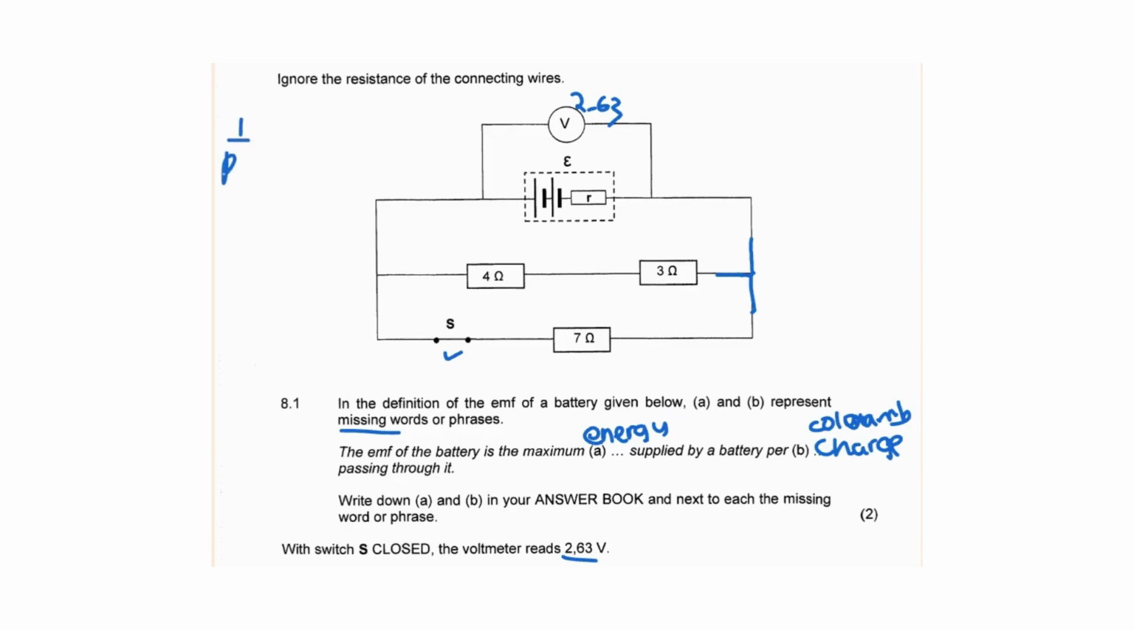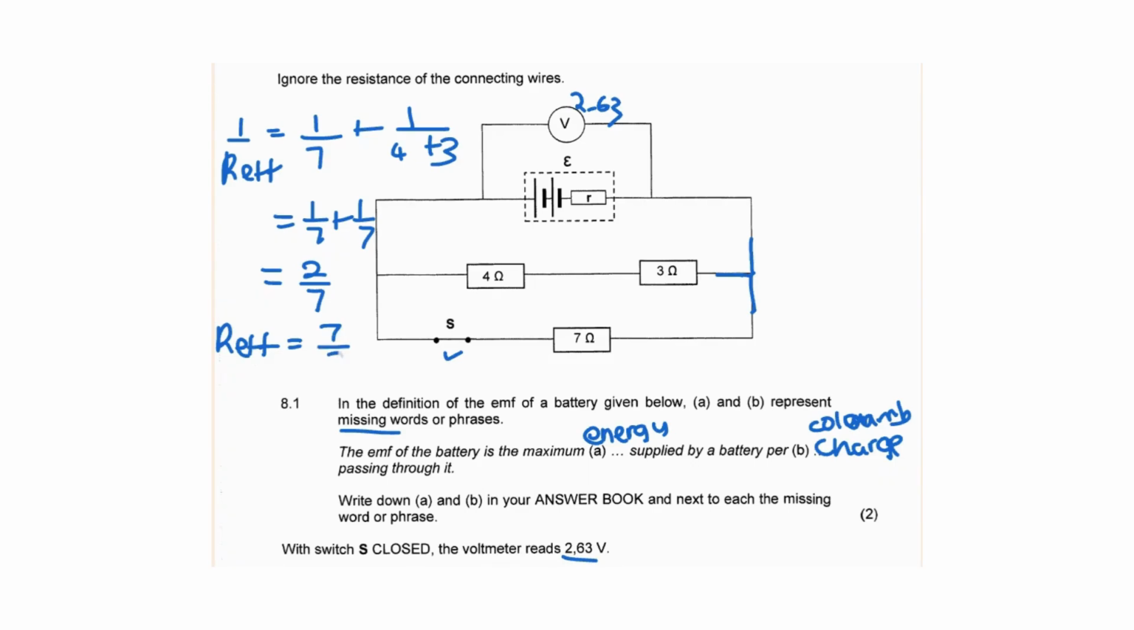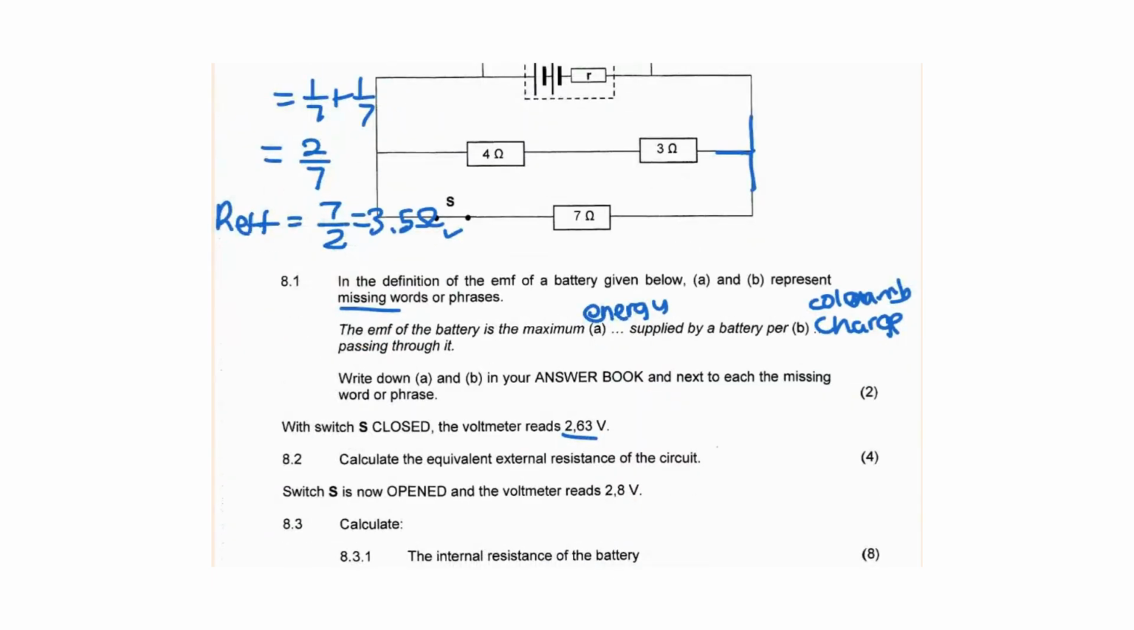We have 1 over R effective equals 1 over 7 plus 1 over 4 plus 3. So this is the same as 1 over 7 plus 1 over 7, and that's 2 over 7. But now because we are looking for R effective, remember it becomes the reciprocal, that is 7 over 2, and that's 3.5 ohms. So R effective is 3.5 ohms.